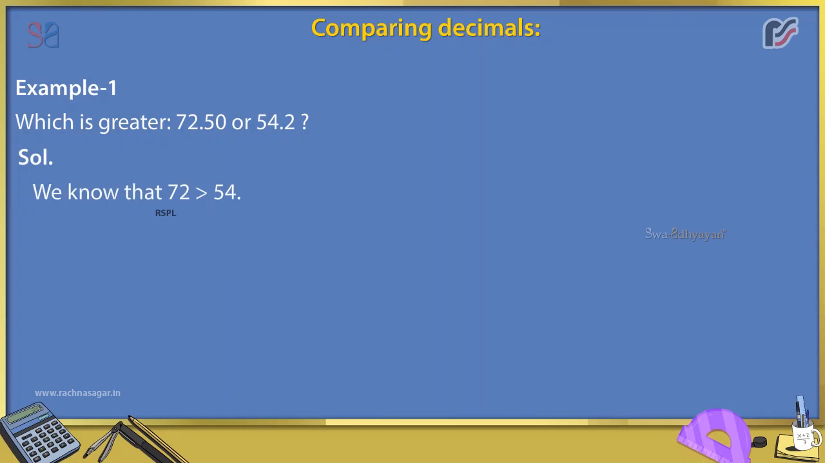Example 1. Which is greater, 72.50 or 54.2? Solution: we know that 72 is greater than 54. So, 72.50 is greater than 54.2.